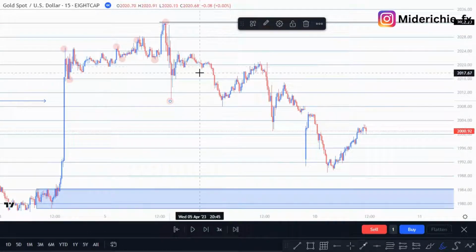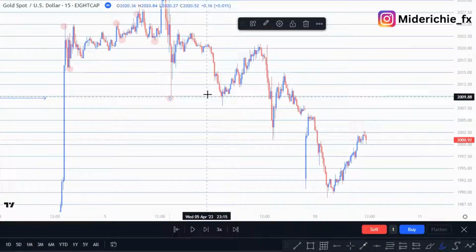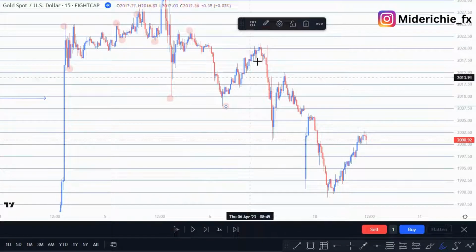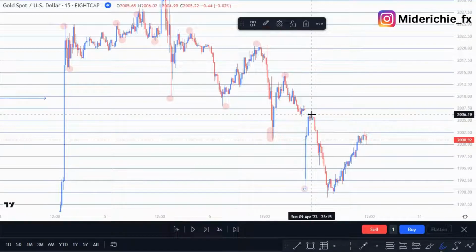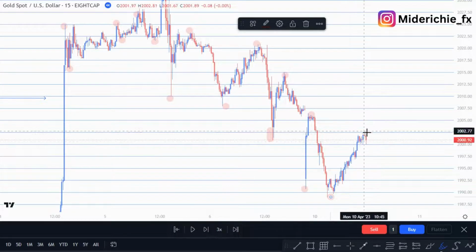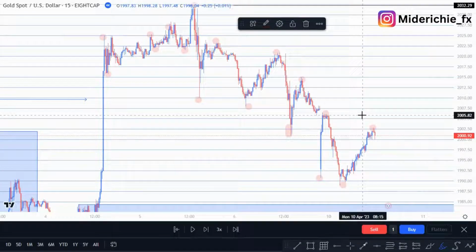So this is an internal change of character, indicating that the market is no more bullish, but is now bearish. Right. After this lower low, the market gives us a lower high, lower low, lower high, lower low, lower high, lower low, lower high, lower low, lower high. So right now we're expecting another lower low to our point of interest, then we are expecting the market to react and give us an internal change of character from our point of interest.